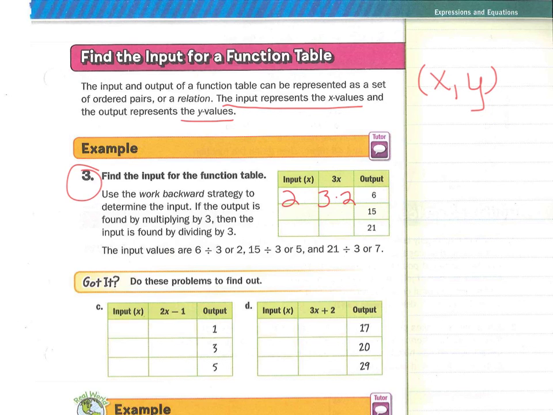What times 3 is 15? Well, 3 times 5 is 15, so our input is 5. And 3 times 7 is 21, or 21 divided by 3 is 7, so that input is 7.